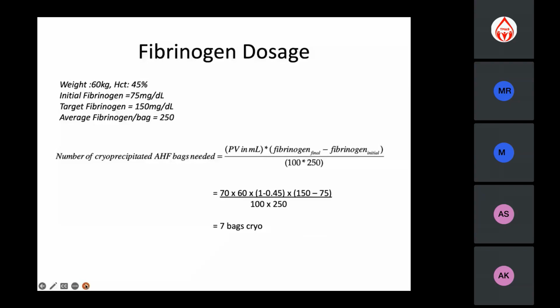So in this case, the blood volume will be 70 into 60, and the plasma volume can be determined by 1 minus hematocrit, that is 0.45. And the expected fibrinogen increment is 150 minus 75 divided by 100 into 250. So roughly around 7 bags of cryo will be required to increase the fibrinogen levels up to 150 milligrams per deciliter in this patient.